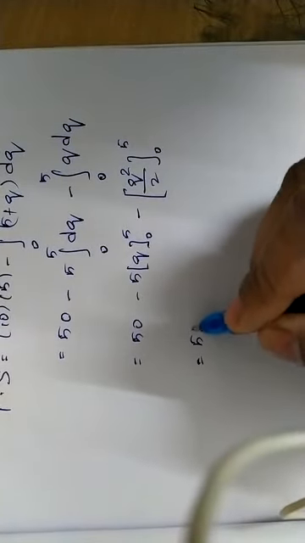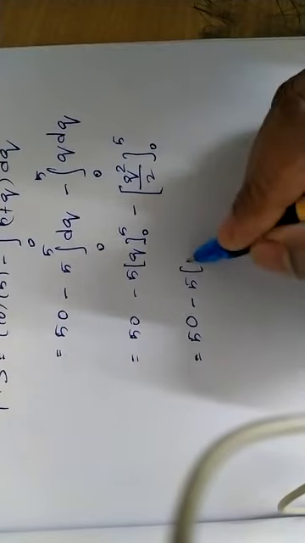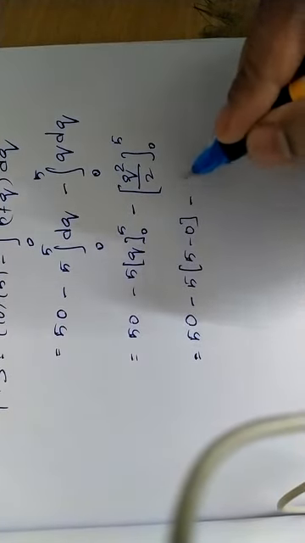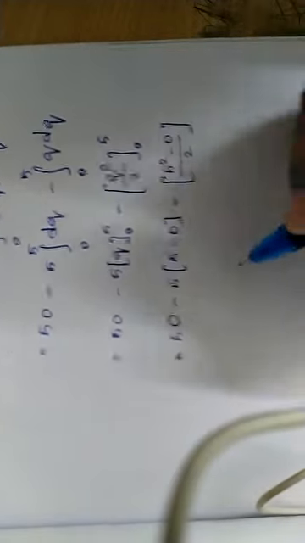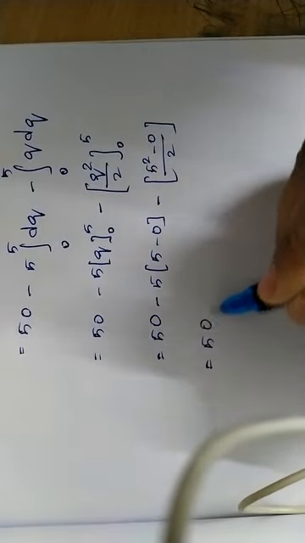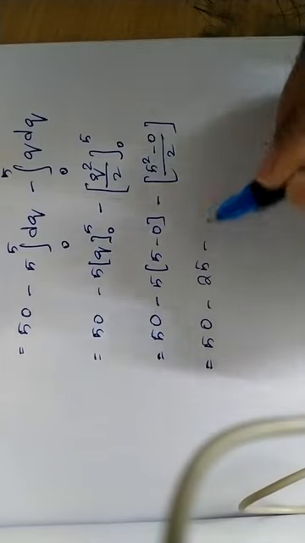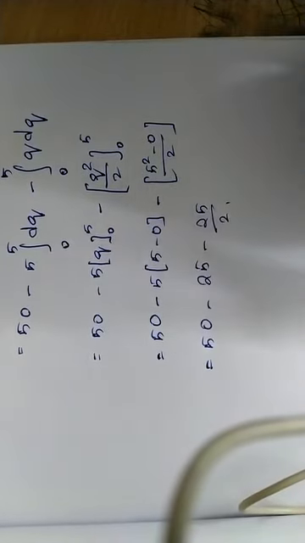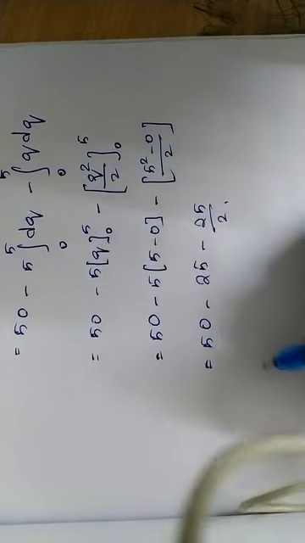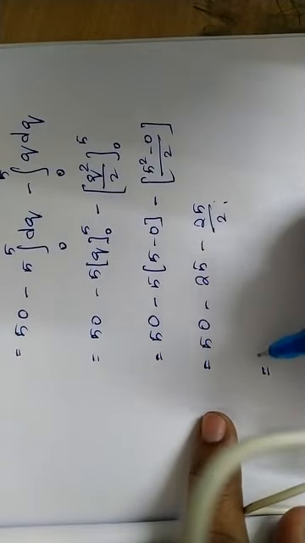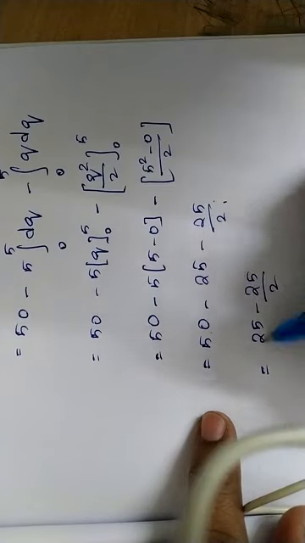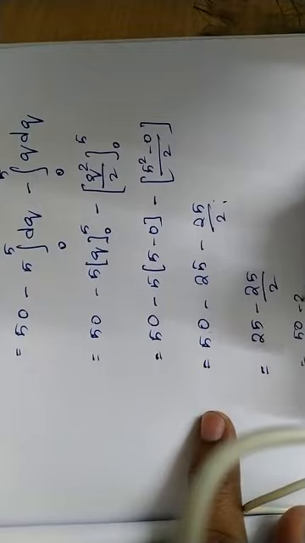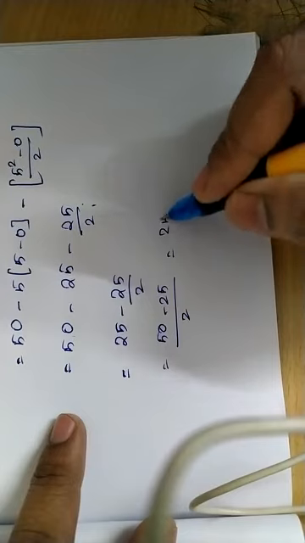So this gives me 50 minus 5 into 5 minus 0 minus 5 square minus 0 divided by 2. So 50 minus 25 minus 25 divided by 2. Okay. So when you simplify this, you will be getting 50 minus 25 is 25, 25 minus 25 divided by 2. So again you will be getting 50 minus 25 divided by 2. When you take LCM and simplify, at last you will be getting 25 by 2.